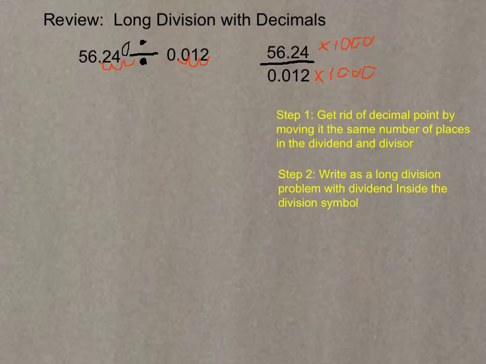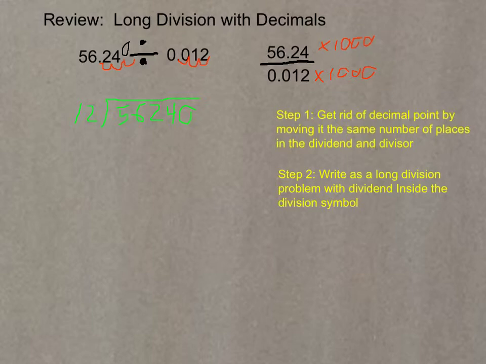And this is where some people get mixed up as to what goes under the division symbol. What goes under is always going to be the dividend, the thing which is to be divided. So I'm going to write it like this. Note this number is now simply 12 because I've moved 3 decimal places and gotten rid of the decimal.